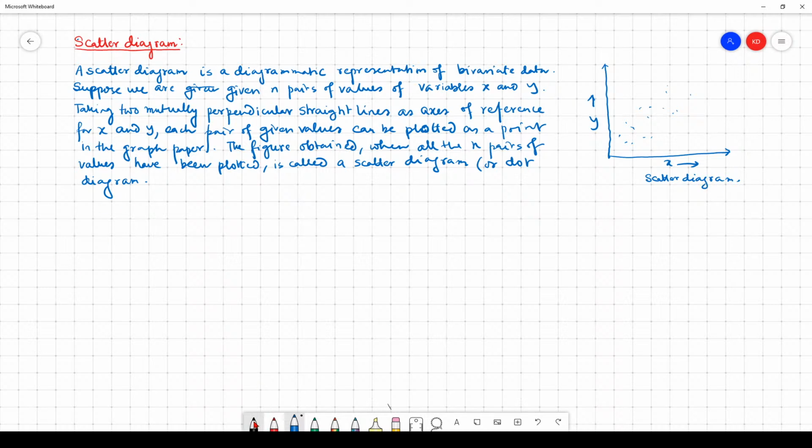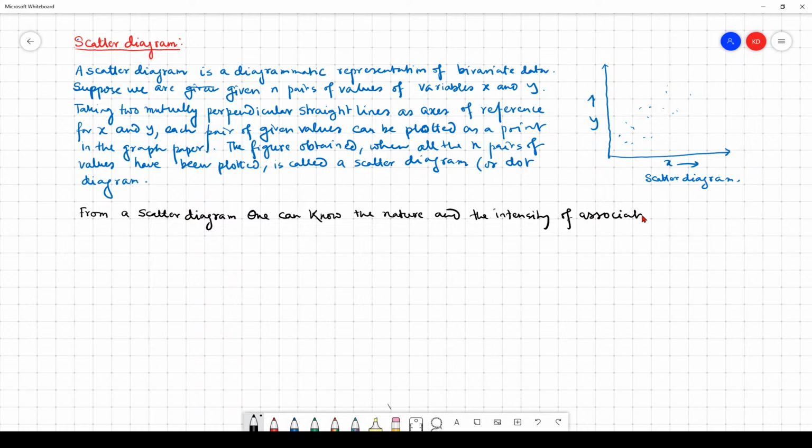From a scatter diagram, one can know the nature and the intensity of association, if any, between the variables under study.